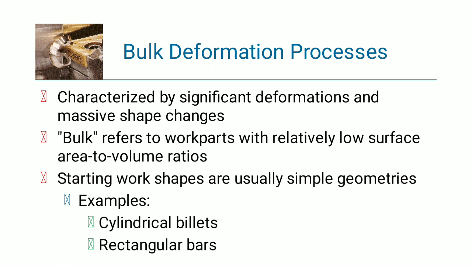Bulk deformation process. What is actually the bulk deformation process? It is characterized by significant deformation and massive shape change. Bulk refers to work parts with relatively low surface area to volume ratios. Starting work shapes are usually simple in geometry, for example, a cylindrical billet or a rectangular bar.